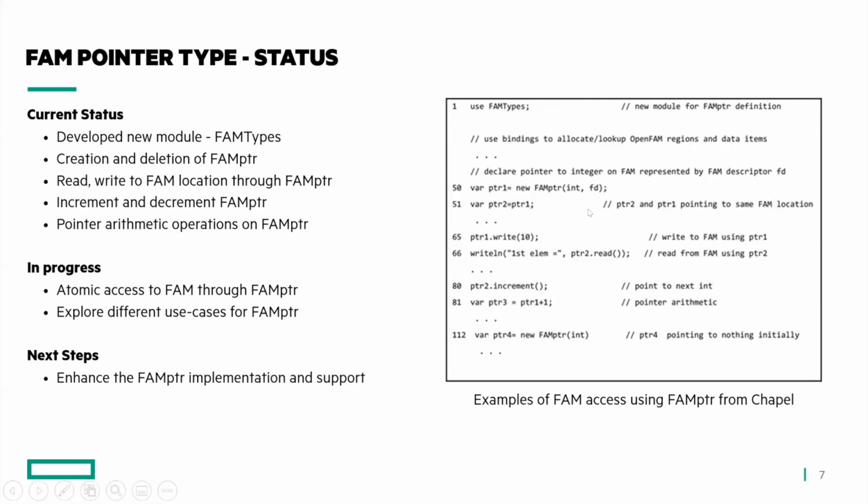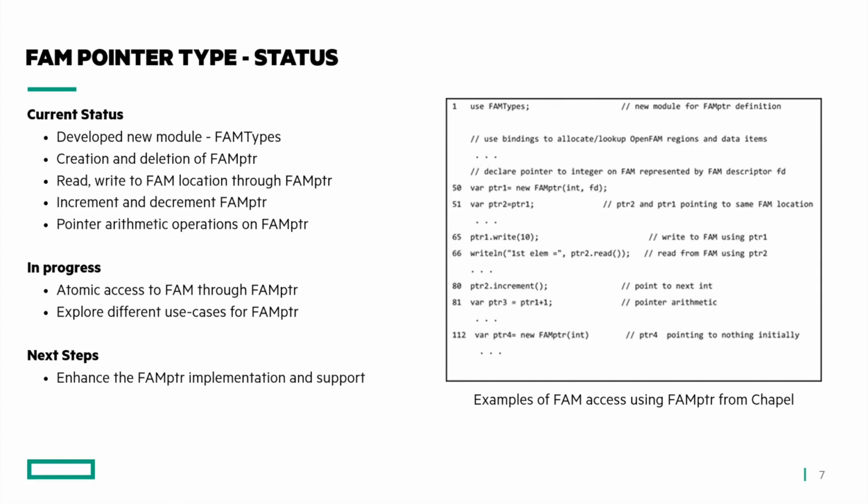On the right hand side, we have a simple basic example code on how to use FAM-PTR. As we can see, FAM-PTR can be created using a new keyword, similar to any other Chapel record instances. FAM-PTR initialization takes arguments like the type of the data that it should point to, and the OpenFAM descriptor to the FAM data, which is an optional argument.